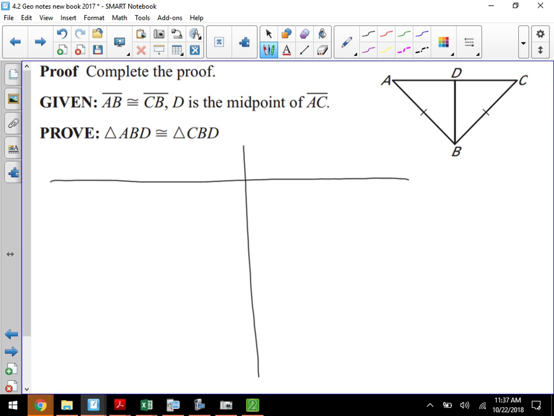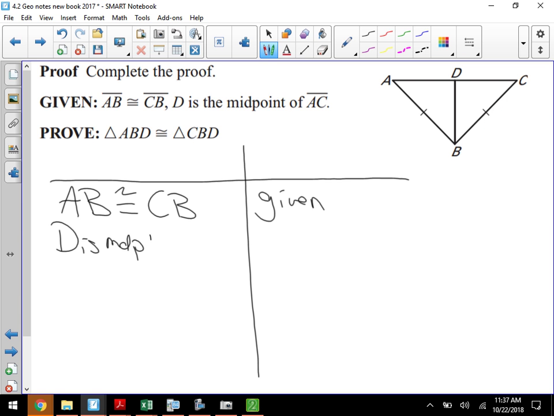The first given. AB is congruent to CB. And then I mark my diagram. Is my diagram already marked? Okay. Is your diagram marked? Good. All right. Is there anything else I can do from that given statement? No, nothing else. No definitions tied to it at all. I just continue on. The next thing it says is that D is a midpoint of AC.